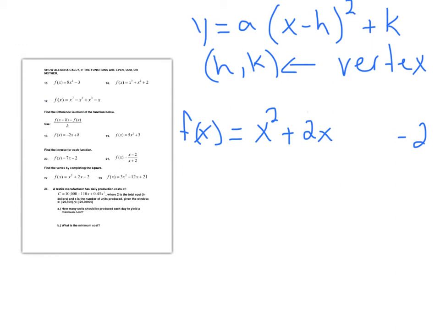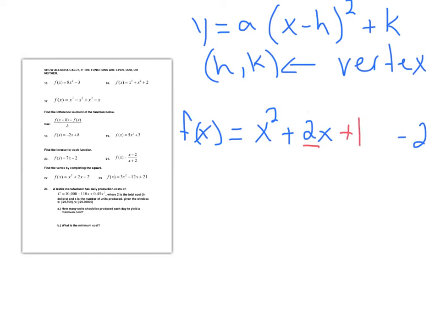And so in order to do that, I need to take our linear term, the b term, and I want to cut that in half. So half of 2 is 1, and then I want to square that. And so when I square 1, I get 1. And that's the number I'm going to add in here, plus 1.